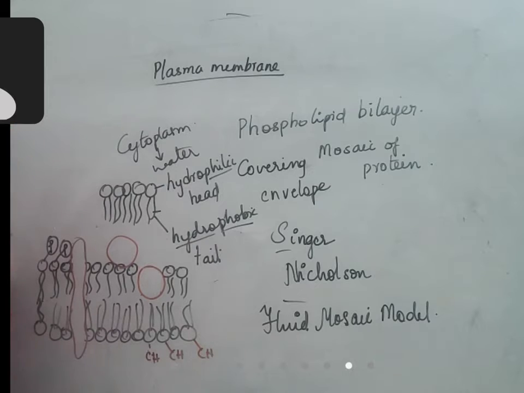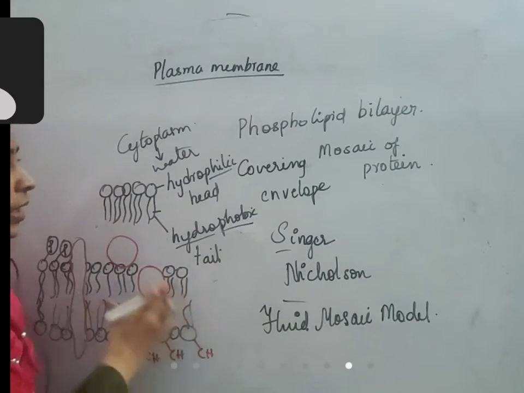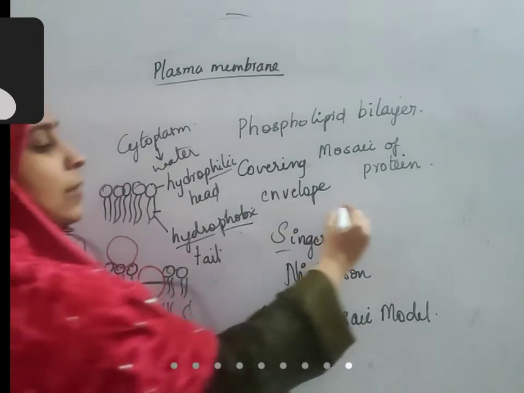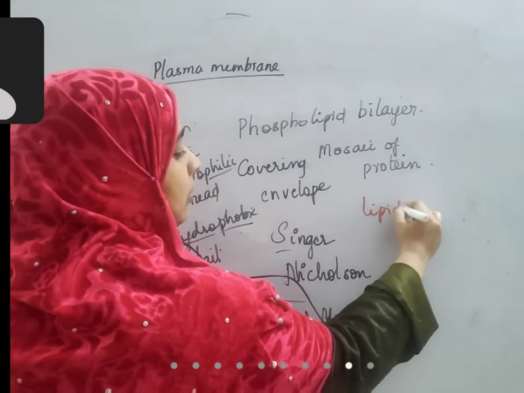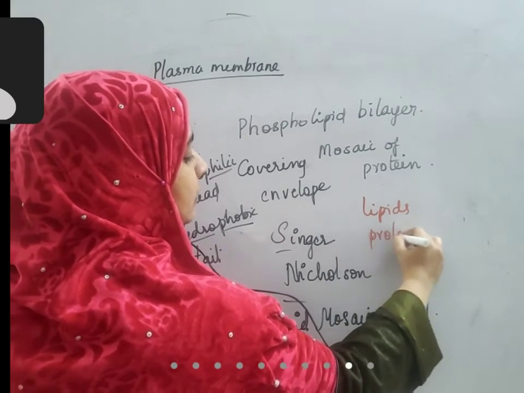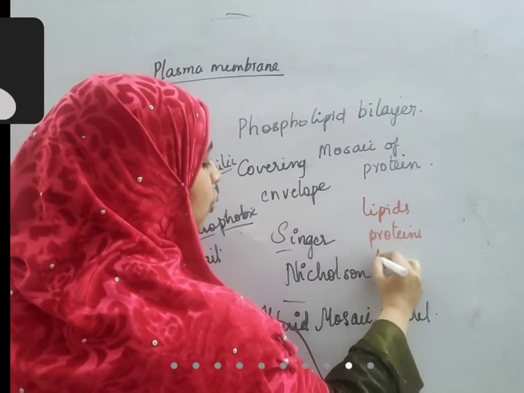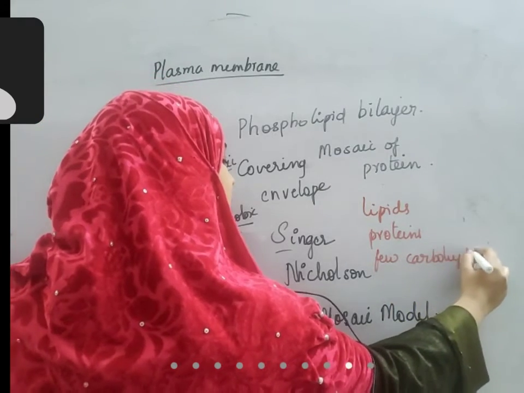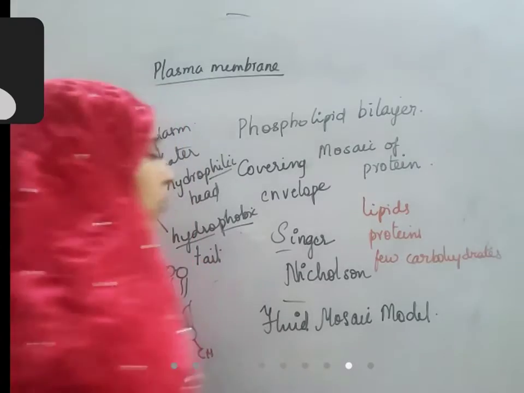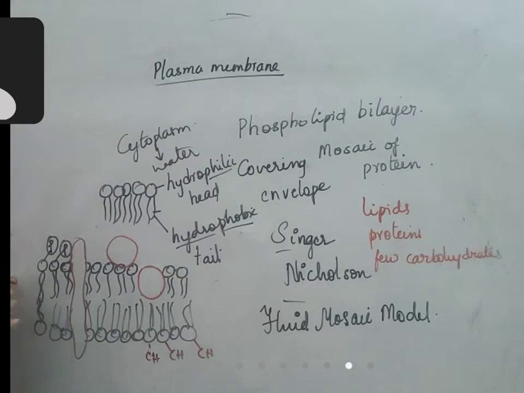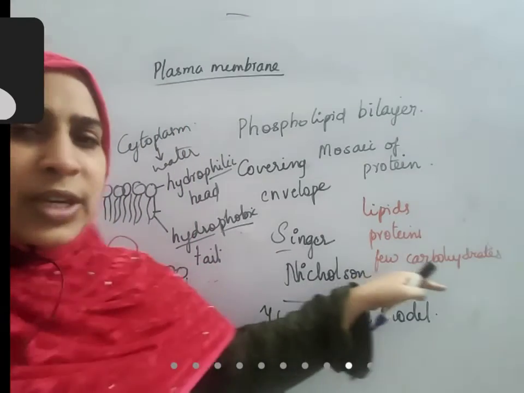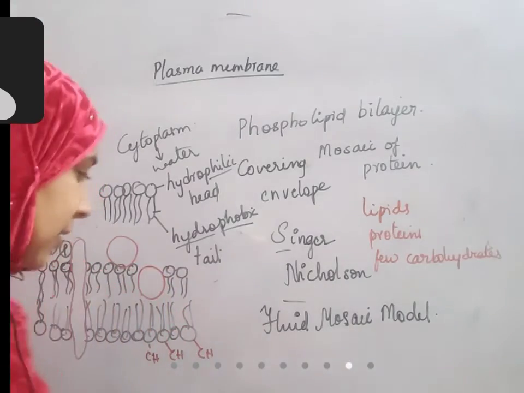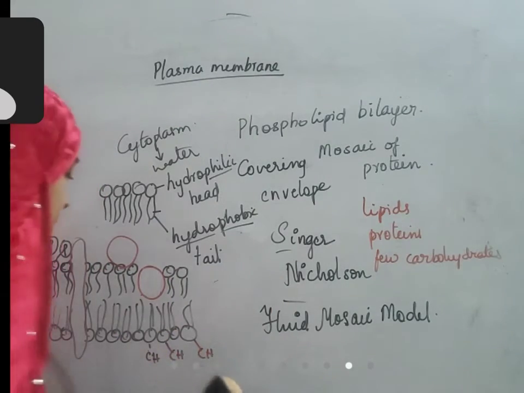Sometimes we can see there are side chains of carbohydrates also attached to this phospholipid, a very small amount of carbohydrates. So the components of the membrane are lipids, proteins, and a few carbohydrates. Very few carbohydrate side chains are attached to these phospholipid molecules. Since it is very few, sometimes it is even neglected, a very negligible amount.